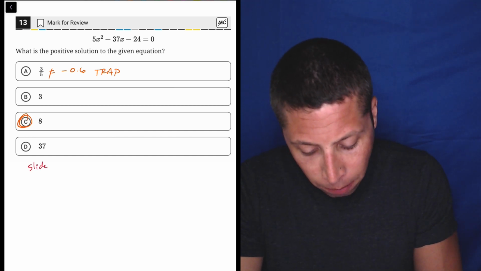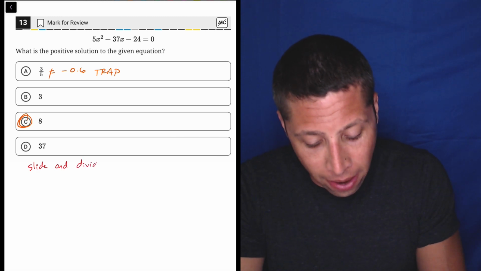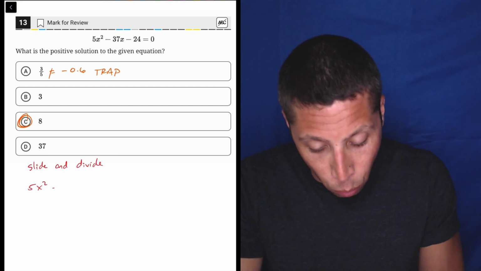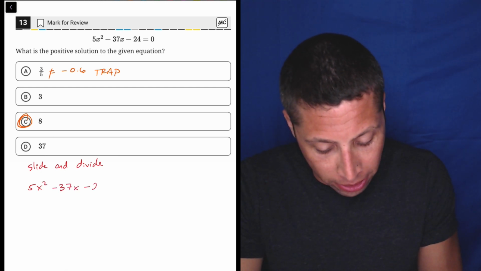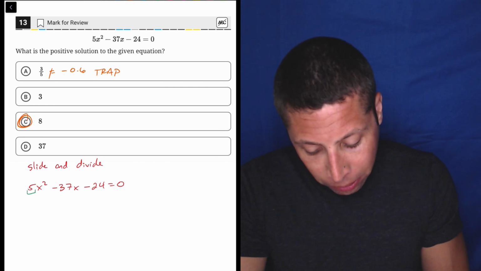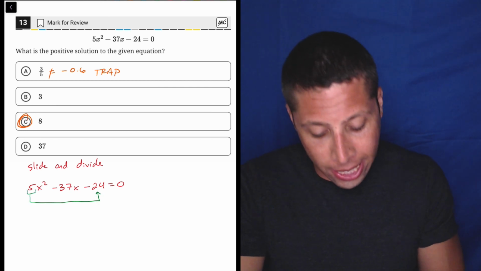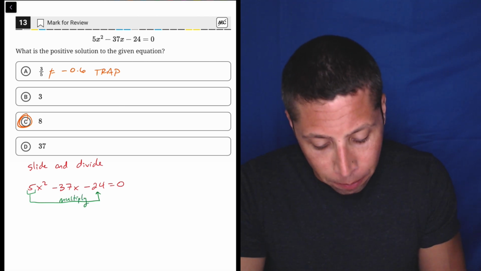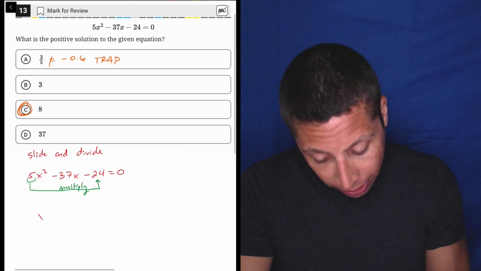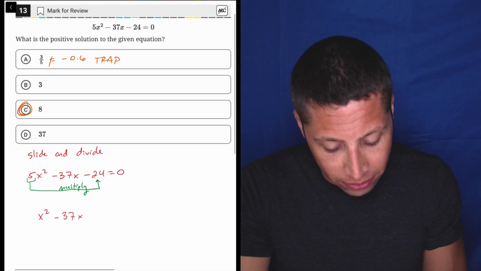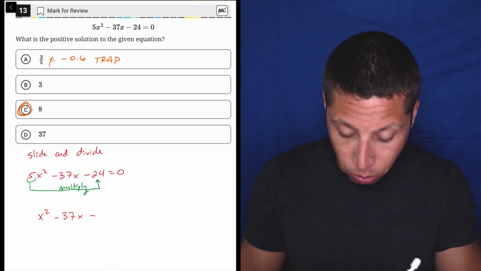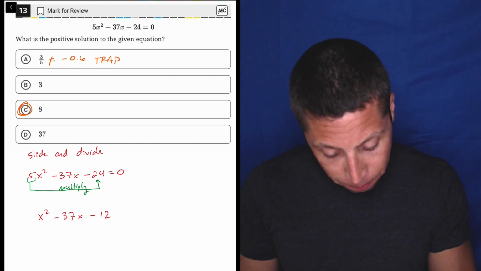What I would do here is something called slide and divide. Basically, when we have a number in front of the x squared, we want it to go away, and we hope that making it go away temporarily will let us factor. So the slide is a multiplication step. We take the 5, we slide it down to the end by multiplying the 24 by 5. So that's going to give us a new quadratic: x squared minus 37x minus 24 times 5, which is 120.